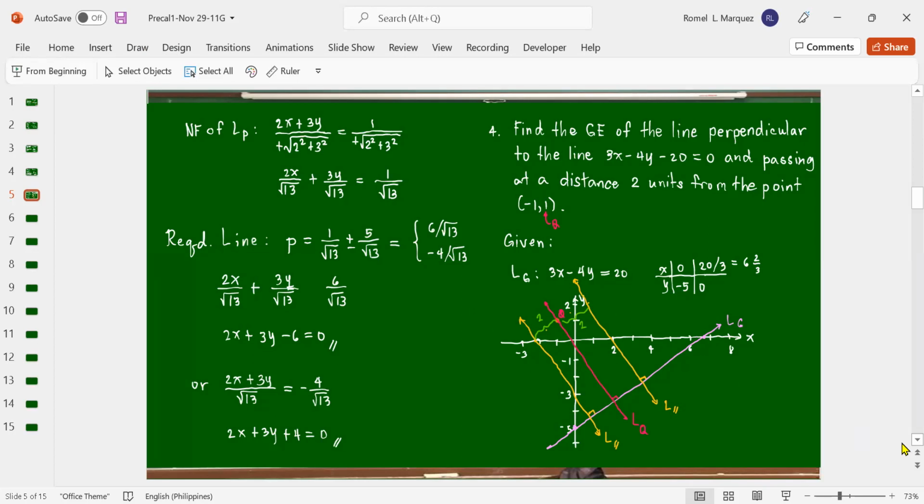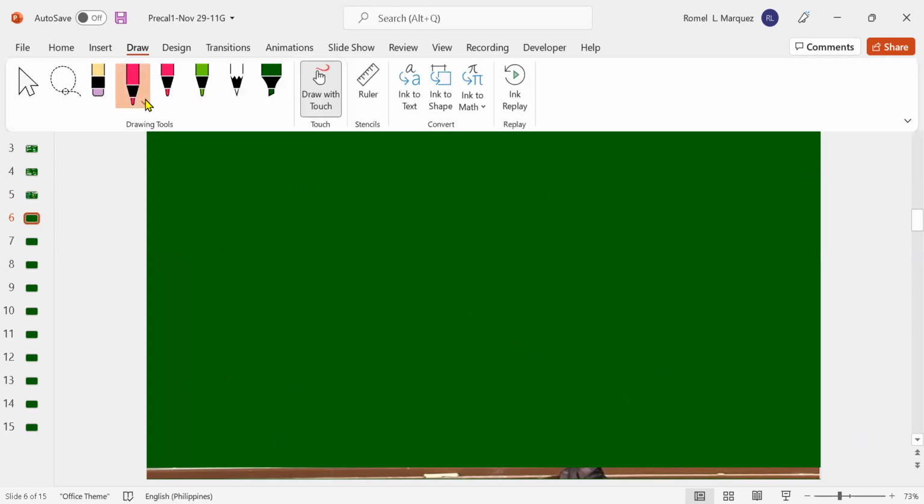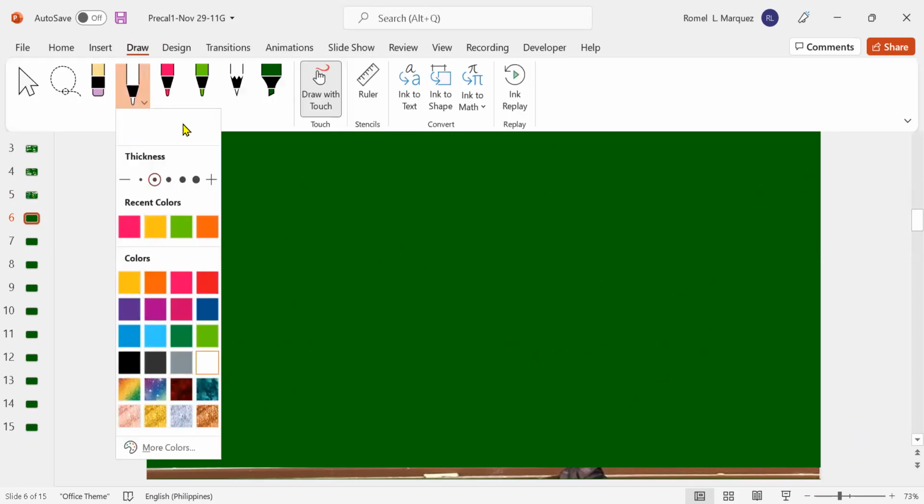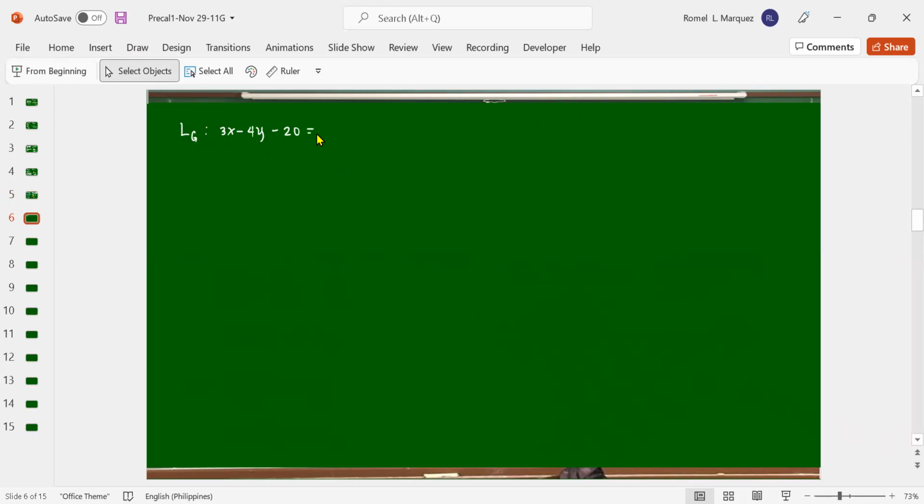How to get the equation of line Q? It is perpendicular to LG. So we know that LG is what, guys? What's the shortcut for finding the perpendicular line? The equation of the line is 3x minus 4y minus 20 equals 0. What is the line perpendicular to it and passing through Q?